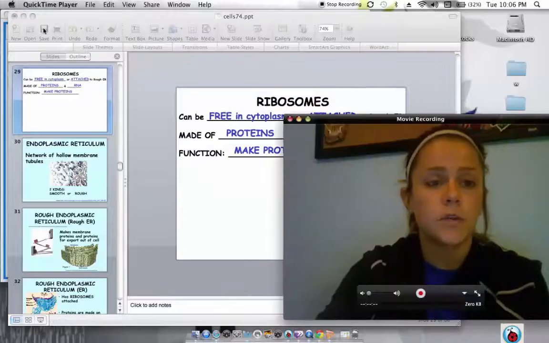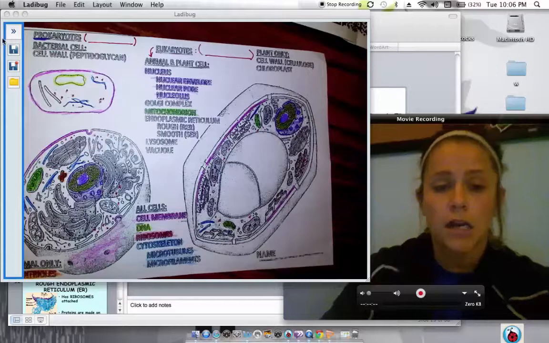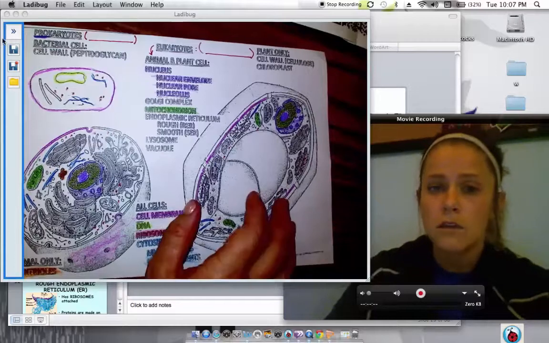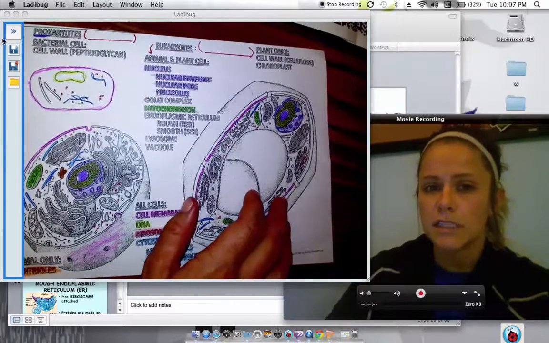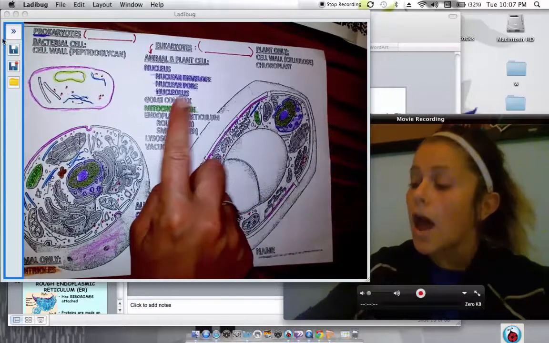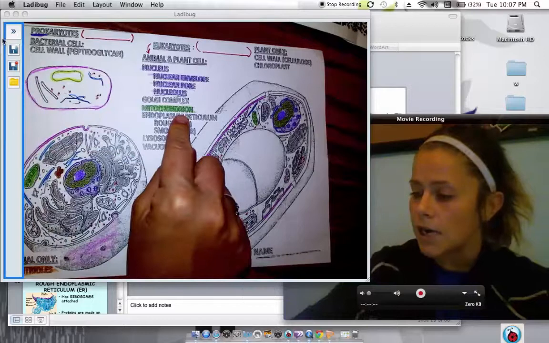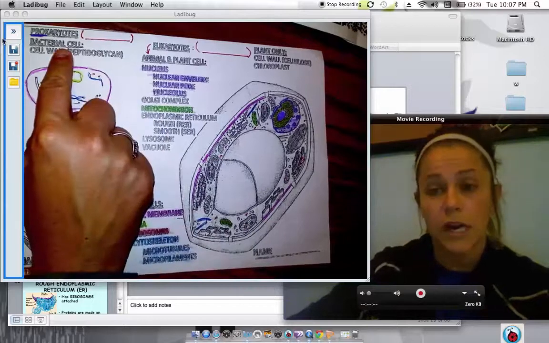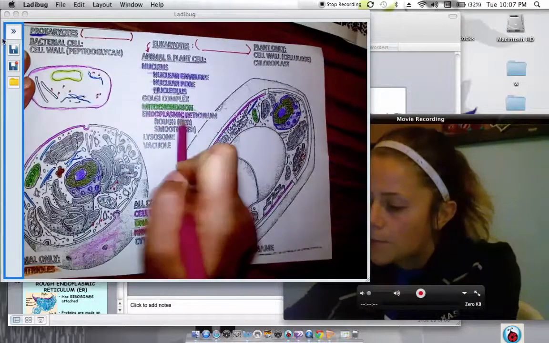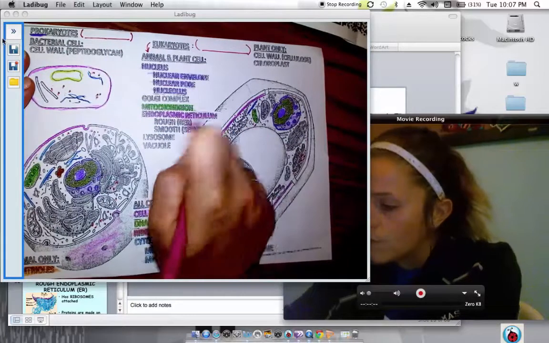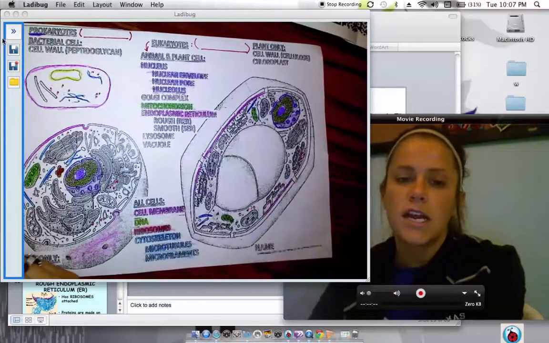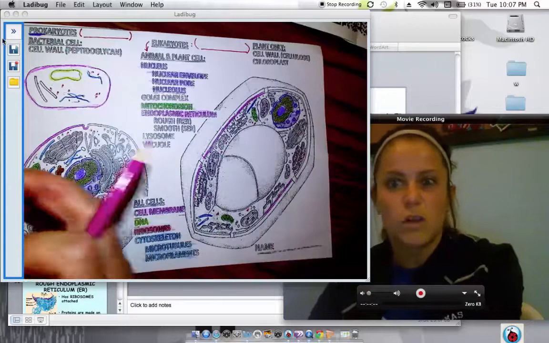The next organelle is going to be the ER, and the ER is going to be found in plant and animal cells, but not in the prokaryotic cell. We'll color that pink. We've used a pink before. If you want to shade it darker, if you don't have more than one pink, that's fine.